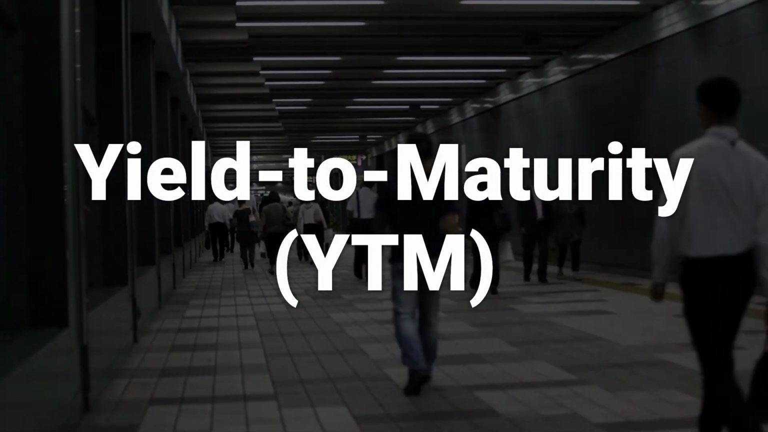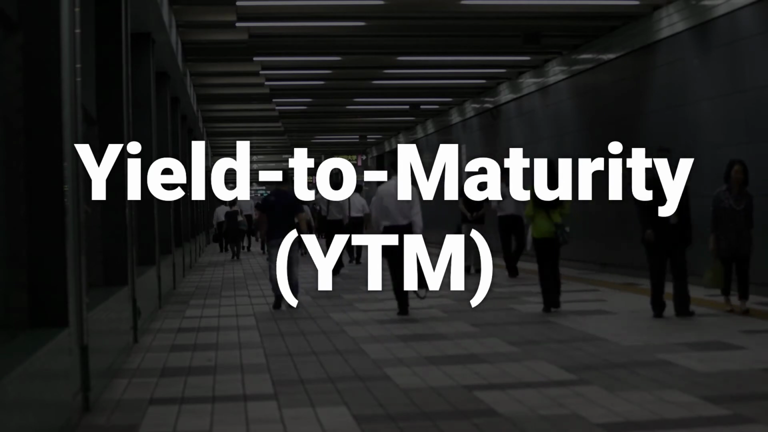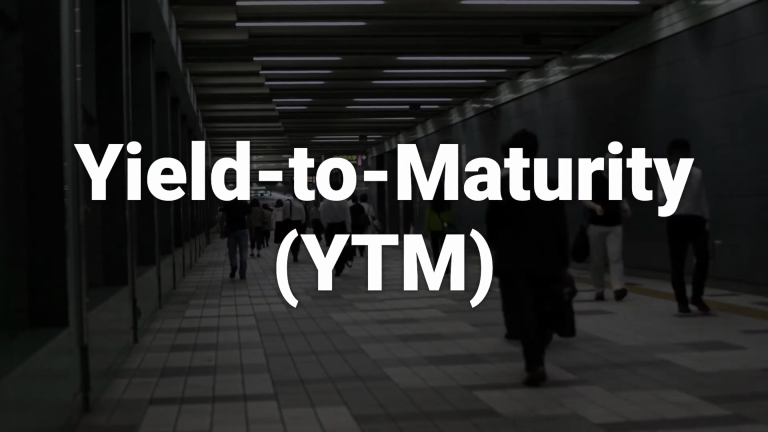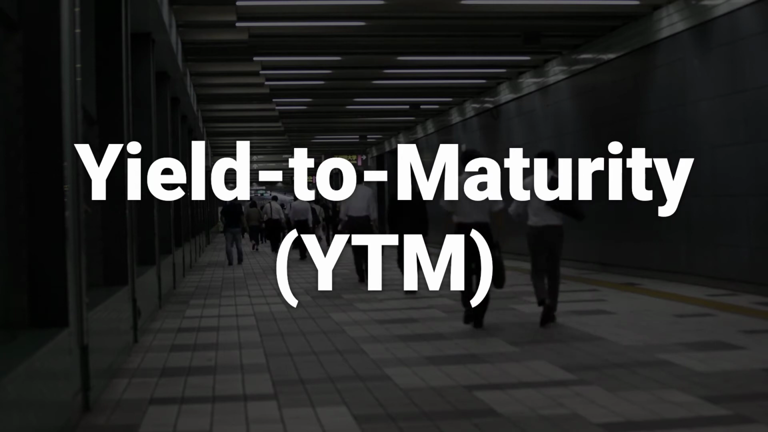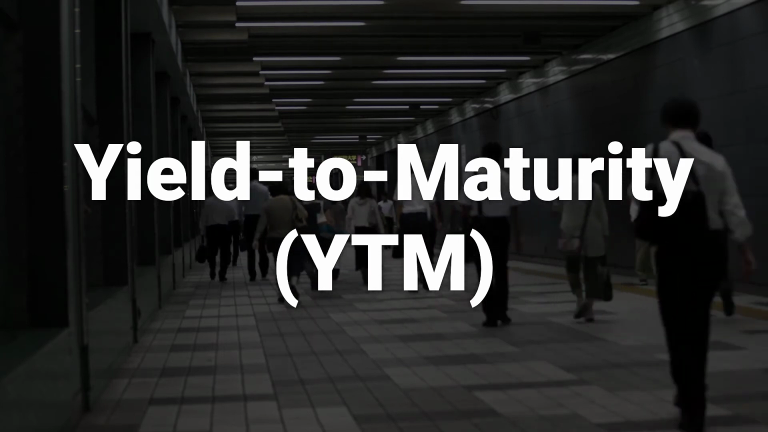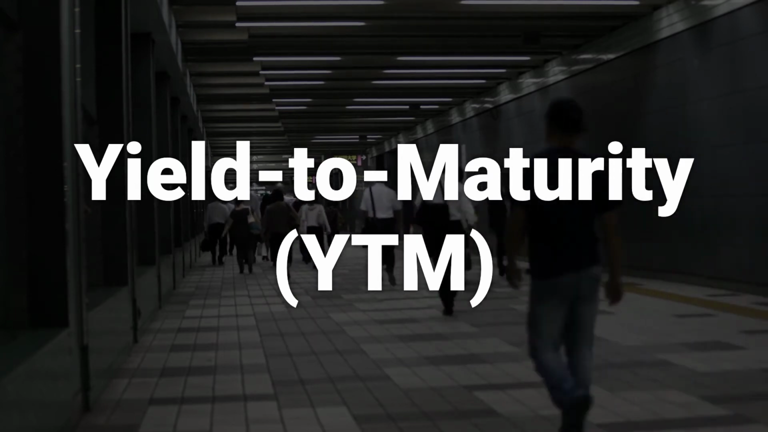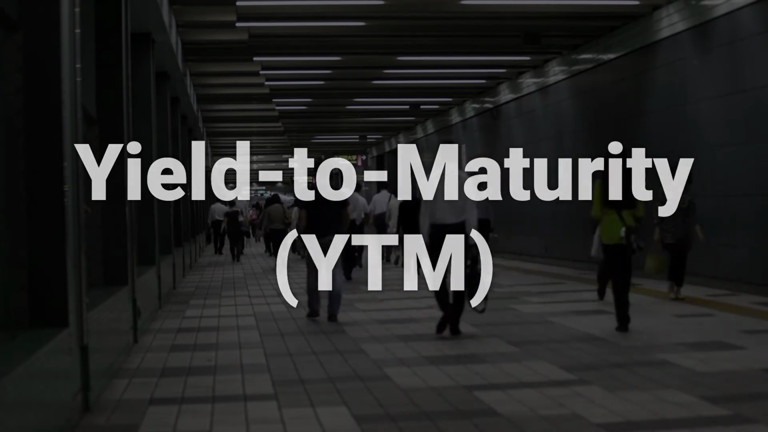Yield to maturity is the total return anticipated on a bond if the bond is held until the end of its lifetime. It is a complex calculation but is quite useful for evaluating the attractiveness of one bond relative to other bonds of different coupons and maturity in the market.